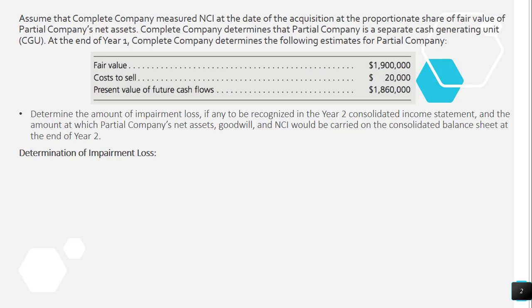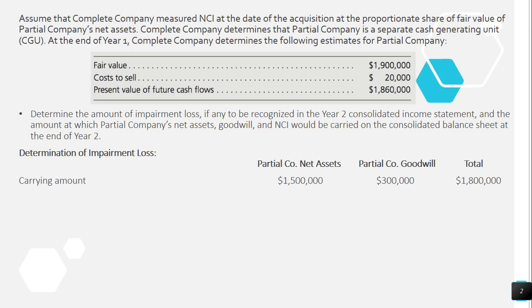So how do we determine this impairment loss? Well, what's the carrying amount right now? It amounts to $1.8 million. That's composed of the net identifiable assets of $1.5 million plus goodwill of $300,000. Then, of course, there's the unrecognized non-controlling interest as if alternative 2 had been applied.